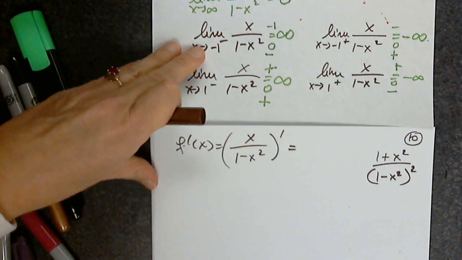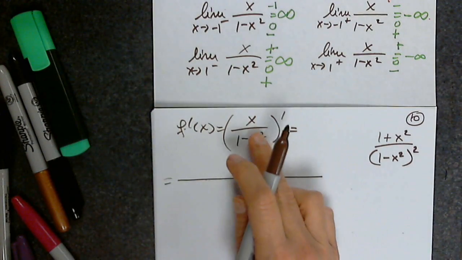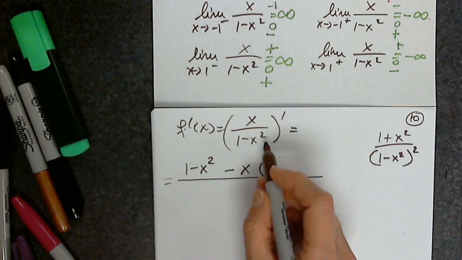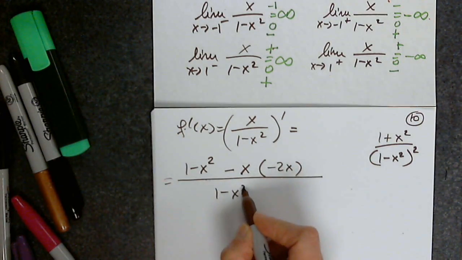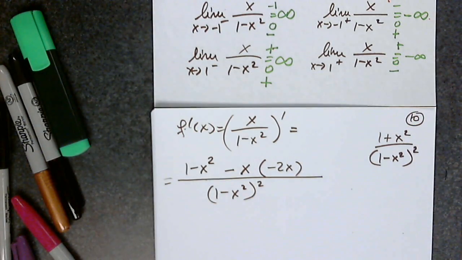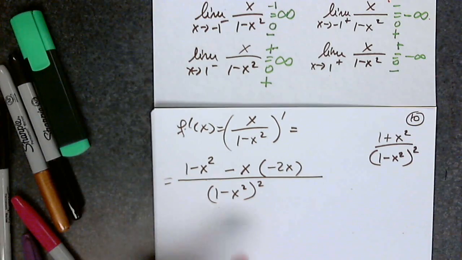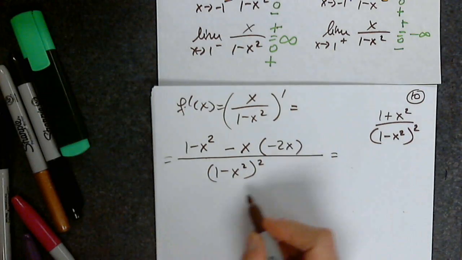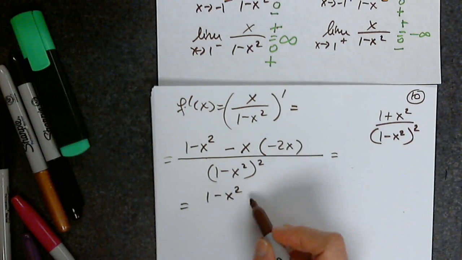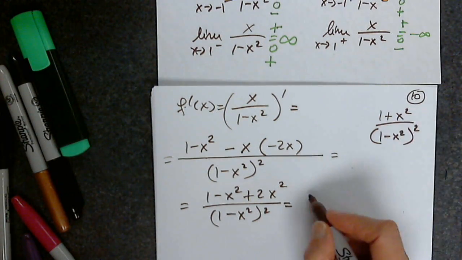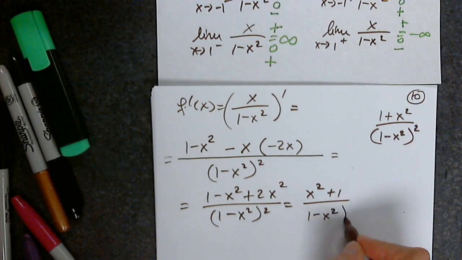Okay, so let's do that. So the top prime is 1 minus x squared times the bottom minus the top times the denominator prime, which is negative 2x, over 1 minus x squared squared. Is this clear? Top function prime is 1 times the denominator minus the top function times the denominator prime over the denominator squared. We agree? Okay, very good. So then 1 minus x squared, this indeed is positive 2x squared over 1 minus x squared squared, and that's perfect. X squared plus 1 over 1 minus x squared squared.